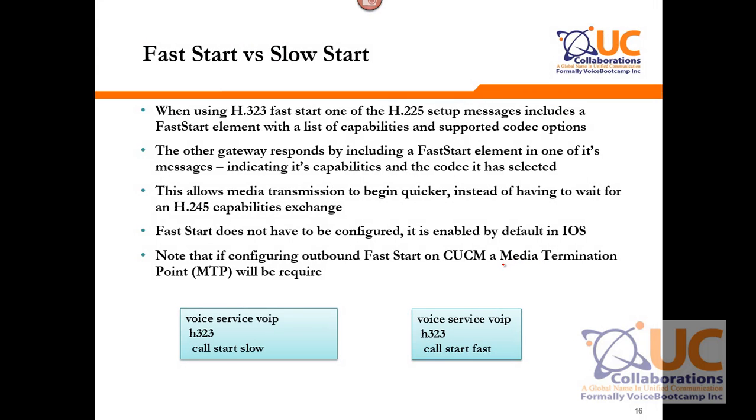So to configure fast start and slow start on a Cisco router, you can go to voice service VoIP, H323, and type call start slow, or you can type voice service VoIP, H323, call start fast. So this is to configure slow start, this is to configure fast start. Now by default, most Cisco IOS gateways, with certain IOS versions and above, already come with fast start enabled. If fast start is required in Call Manager, then you need to configure a media termination point.